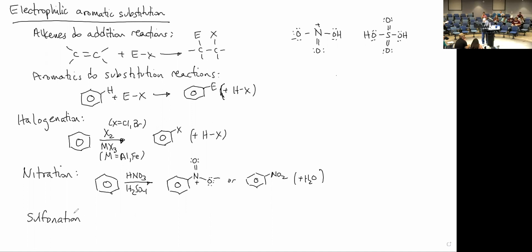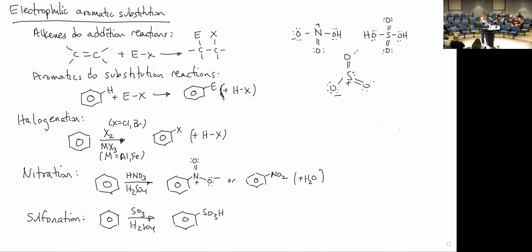Sulfonation. It should be benzene, reacts with SO3 and sulfuric acid. I'll redraw SO3 again also in case anyone needs it. And the exclusive product here is benzene sulfonic acid. There's no inorganic side product. And to remind you about how SO3 looks, there's a plus charge on sulfur and also a lone pair on sulfur. And of course, we have these lone pairs on oxygen.